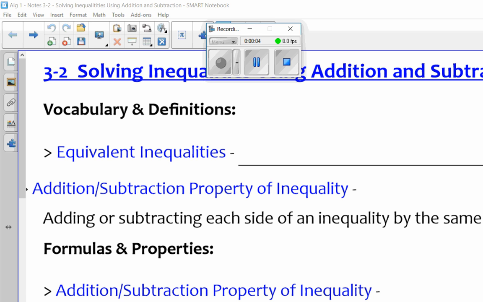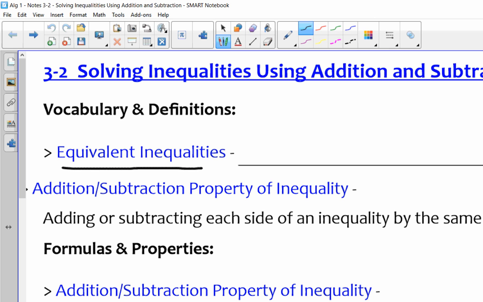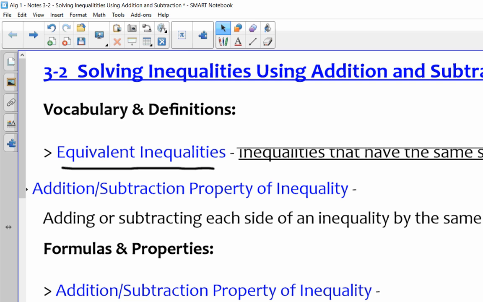Okay, everybody, this is chapter 3, section 2. We got one definition here at the top, and then just a reminder of how we solve inequalities or equations. Okay, so equivalent inequalities, if you could go ahead and write that down. This is kind of a common sense definition here, but we just want to make sure we state it.